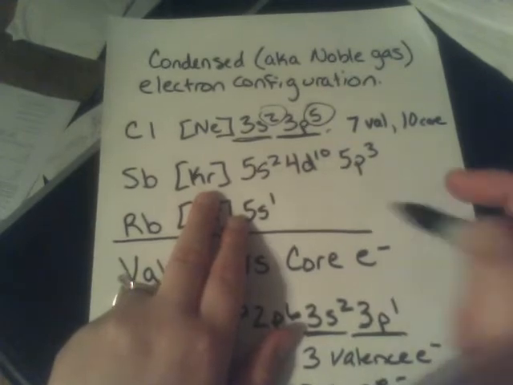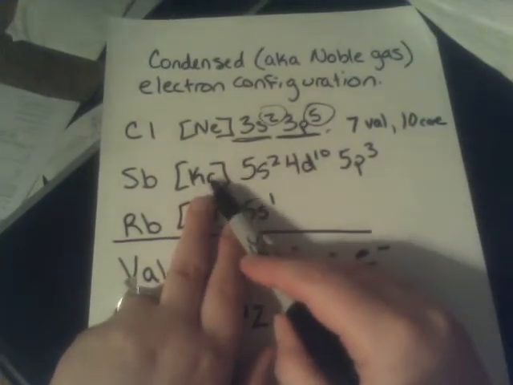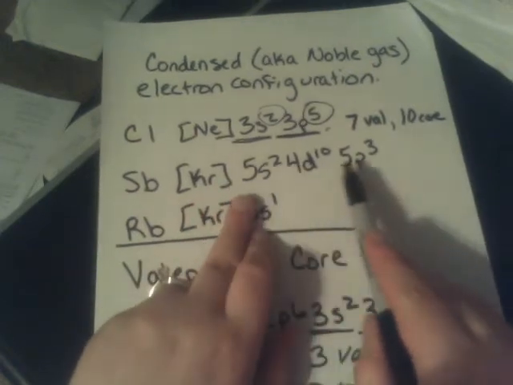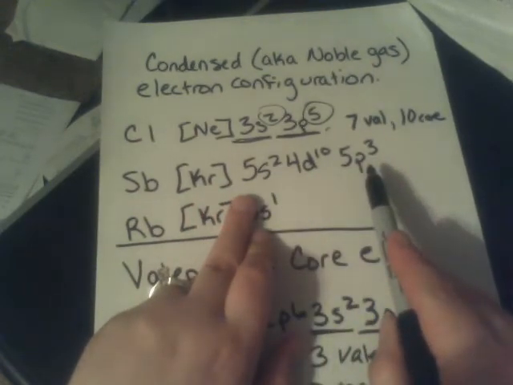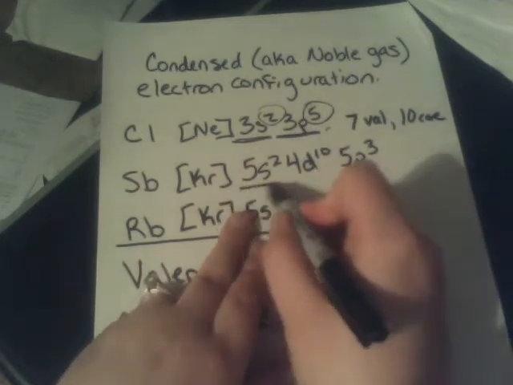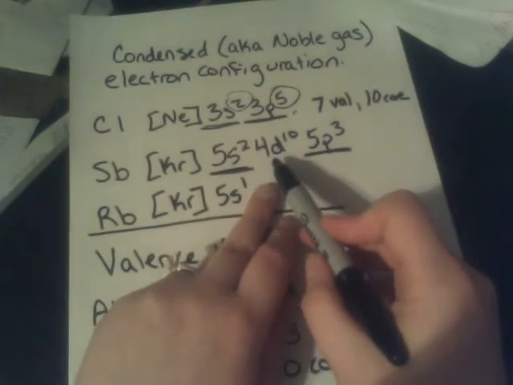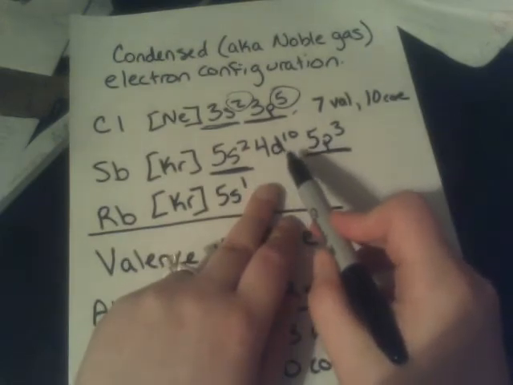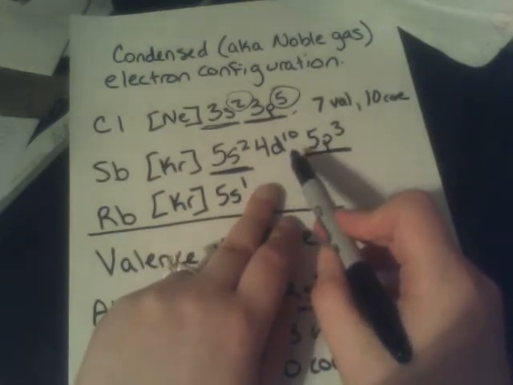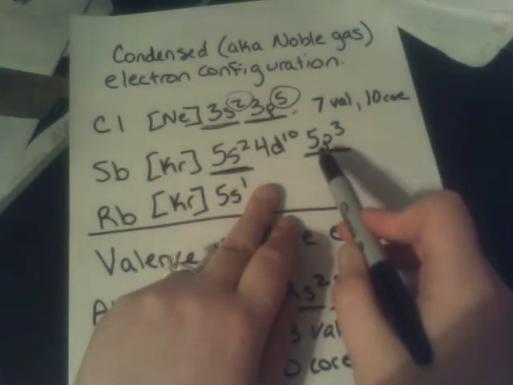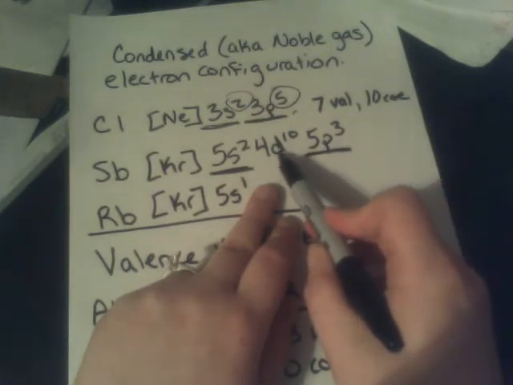For antimony, everything here is a core electron, so we're not going to worry about that. But what's the highest energy level that antimony reached? We got up to n equals 5. So that's this one and this one. Now, why wouldn't I consider anything in the 4d a valence electron? Well, because 4 is an energy level, n equals 4, which is not as high as n equals 5. So these are actually core electrons.